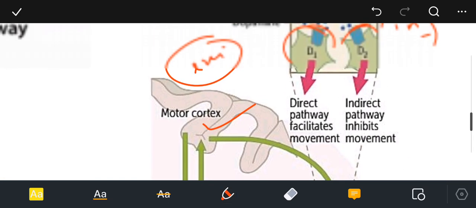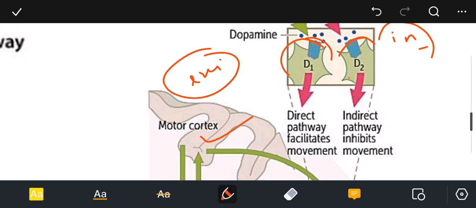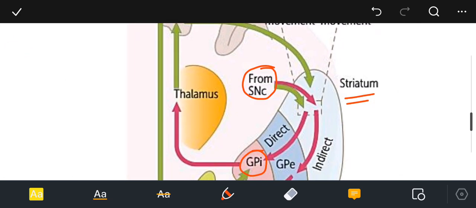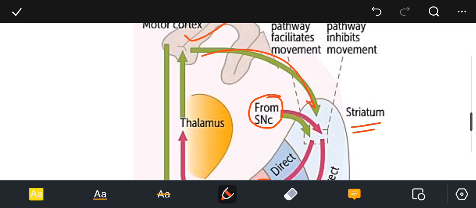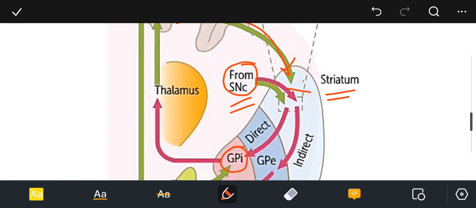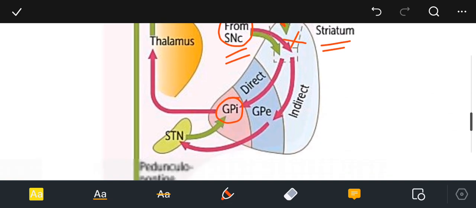Good. Substantia nigra via D2 receptor inhibits the striatum, right? Normally you know that the motor cortex stimulates the striatum, but when we have an influence of substantia nigra, it will inhibit the striatum. When striatum will be inhibited, so the indirect neurons which are coming from the striatum to the globus pallidus externa will not be inhibited, and globus pallidus externa will get the inhibitory neurons.